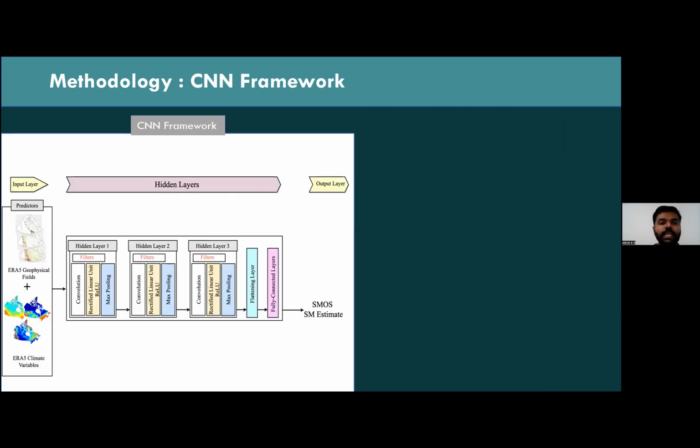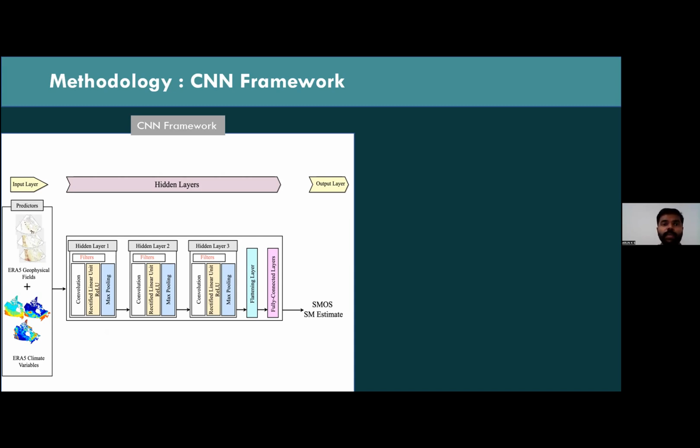So next is the CNN framework used in the study. It consists of three parts: input layer, hidden layers, and output layer. The input layer accepts the predictors, that is ERA5 geophysical fields and ERA5 climate variables. From this input, the hidden layers extract useful patterns, and using these patterns, the hidden layers generate the surface soil moisture estimate, which is presented to the output layer.